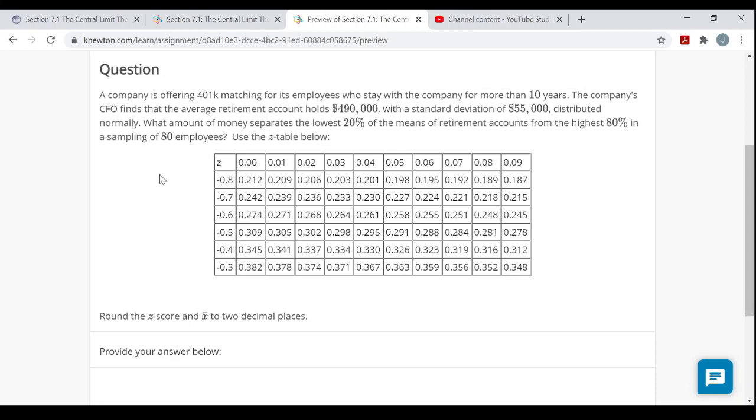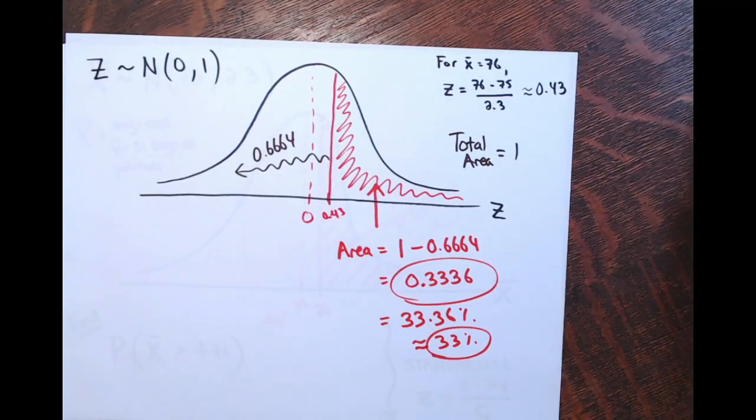So if you were to take a group of 80 employees, what's their average retirement account amount? Look at another group of 80 employees, what's their average? And if you were to look at all the averages for these groups of 80 employees and look at that distribution, what mean value for groups of 80 separates the lowest 20% from the highest 80%? So again, I'll draw a little picture here. Let's get rid of the calculator.